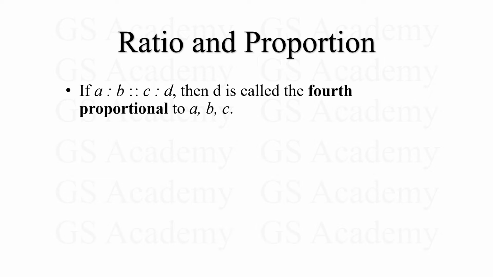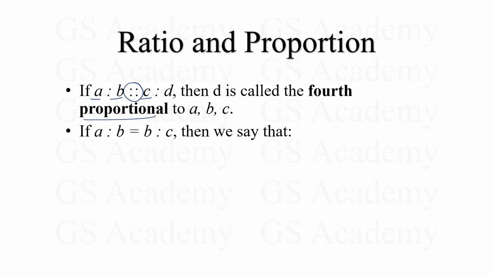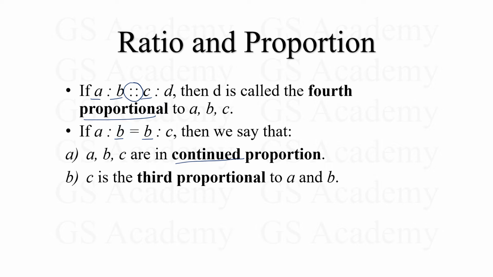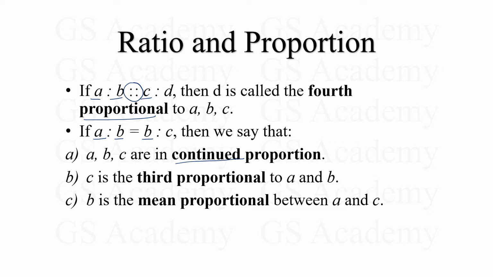If A is to B is as C is to D, then D is called the fourth proportional to A, B and C. This symbol is known as is as. If A is to B is equals to B is to C, then we say that A, B, C are in continued proportion. If you just observe these two ratios, B is repeating. That is why these ratios are known as continued proportion. C will be the third proportional to A and B. B is the mean proportional between A and C, that is B square is equals to AC.